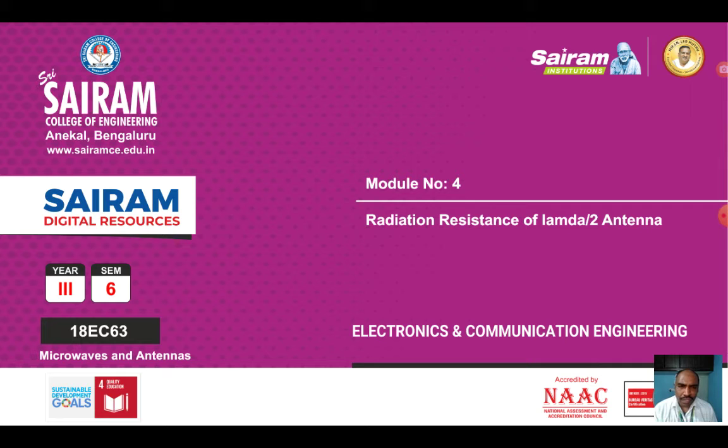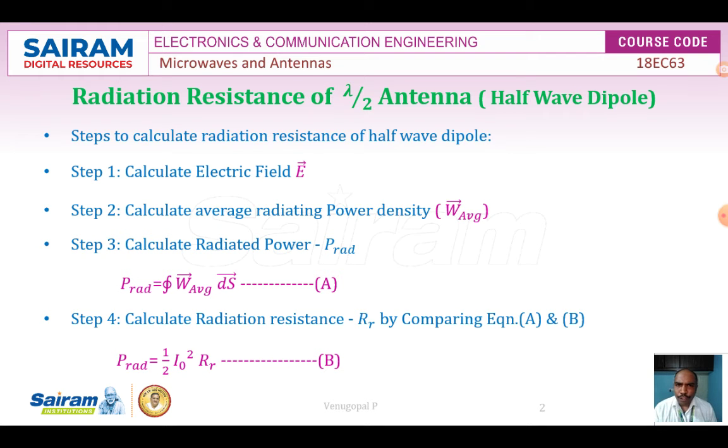Dear students, if you understand the steps, then it is very easy to derive the expression of the radiation resistance of the lambda by 2 antenna. So what are the 4 steps required to derive this expression? First step is calculate the electric field. See, the electric field in the short dipole is different from the electric field in the half wave dipole. This is the first step.